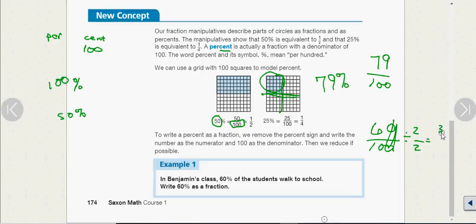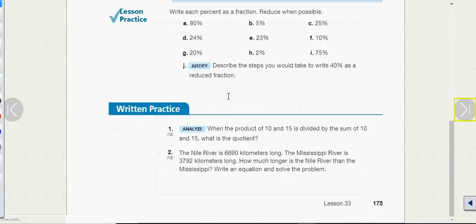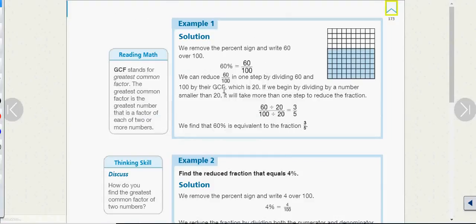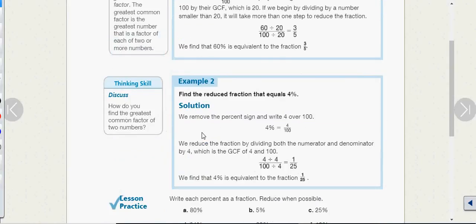So 6 divided by 2 is 3. 10 divided by 2 is 5. 3/5. 60% is the same as if I divided into fifths and counted up 3 of those; it would look like the same thing as 60%. To remove the percent sign, write 60 over 100. GCF, greatest common factor. Finding the greatest common factor of two numbers is review, but you'll want to make sure you can do that when you reduce.